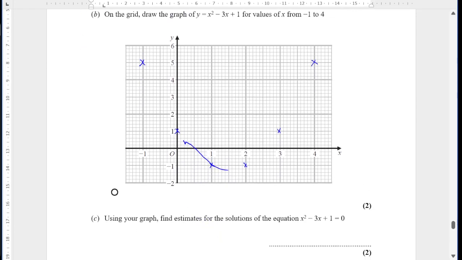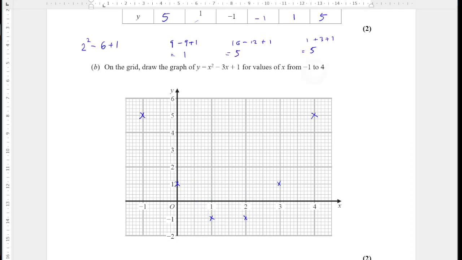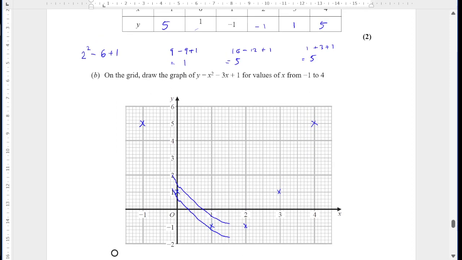So that's obviously not worked particularly well. Let's try that again. Right, my hand keeps catching. So let's try one more time.